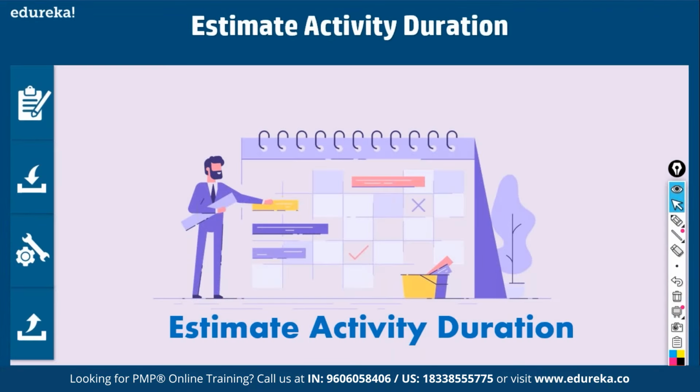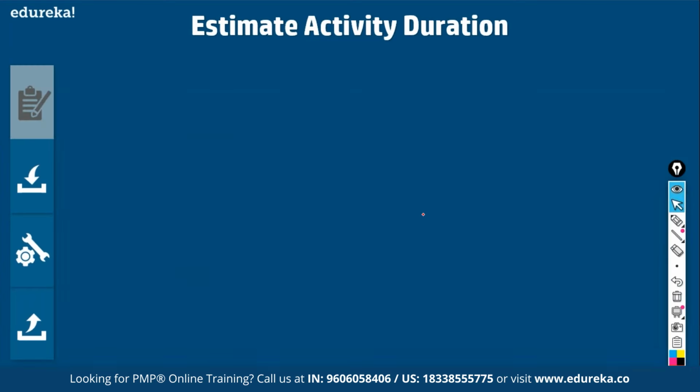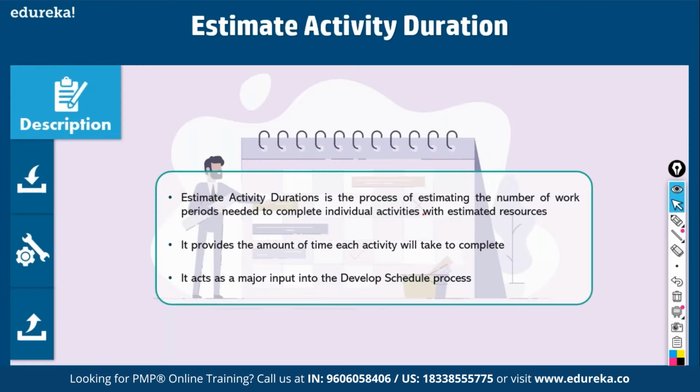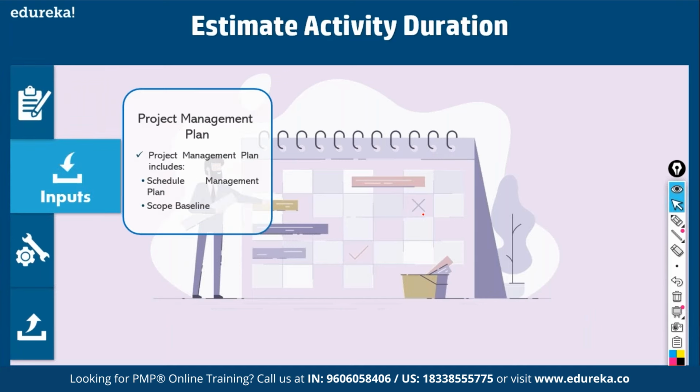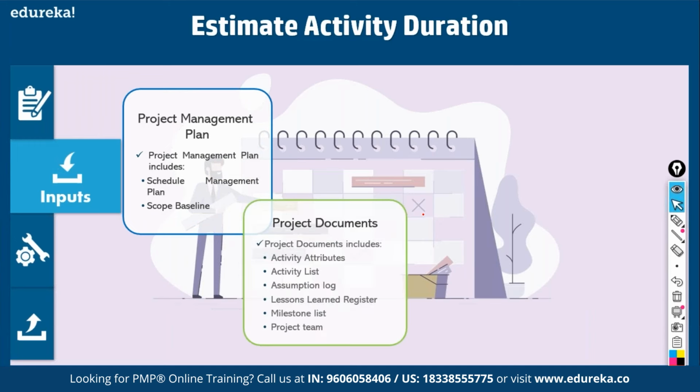Okay. Now we came up with network diagrams. You should get a confirmation about who will be working on these activities, and based on that productivity, you have to come up with durations. Okay. So that is called estimate activity duration. Fine. So this is a process of estimating the number of work periods needed to complete individual activities. So what are the inputs? Project management plan. Okay. Then project documents.